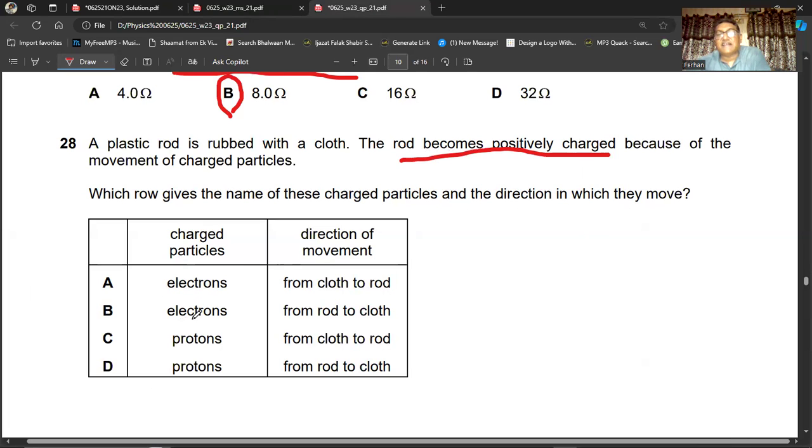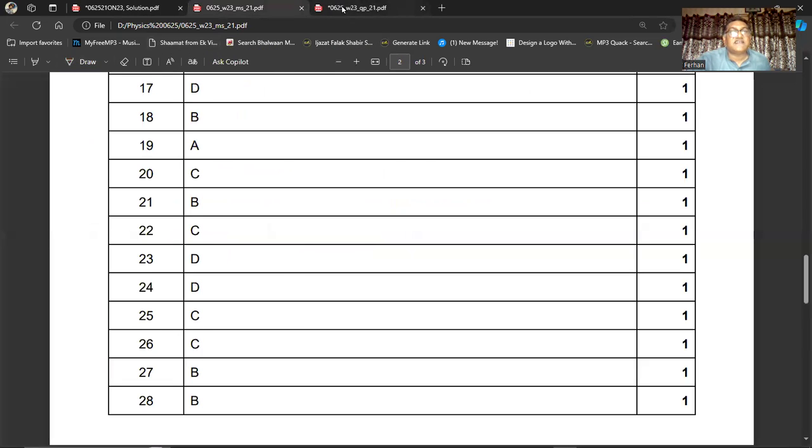So those charged particles are electrons, because electrons are given and received. And for the direction of movement, because the rod has become positive, that means they have gone from the rod to the cloth. So I think B is the choice. Question number 28, B is the right choice, sir.